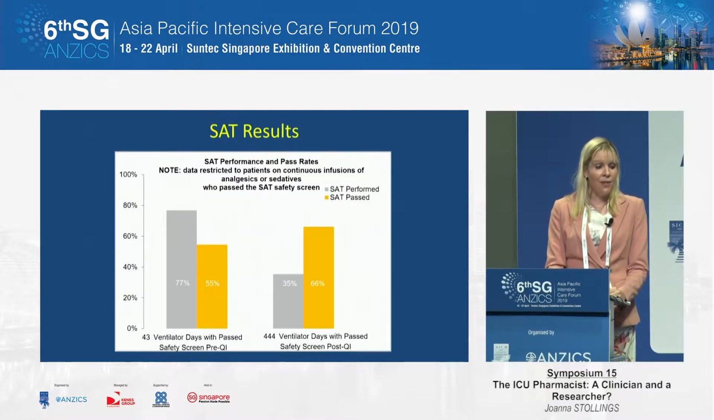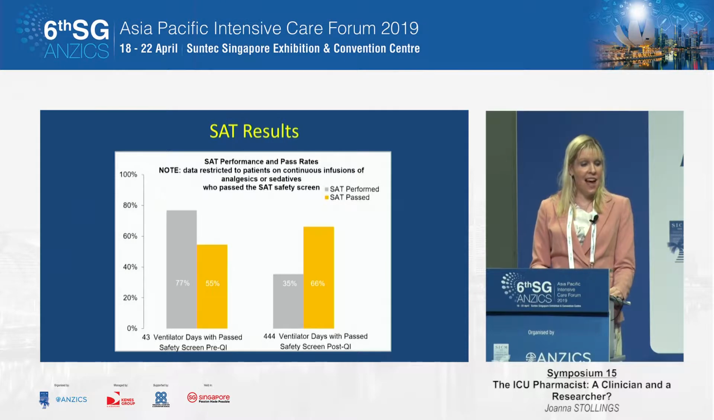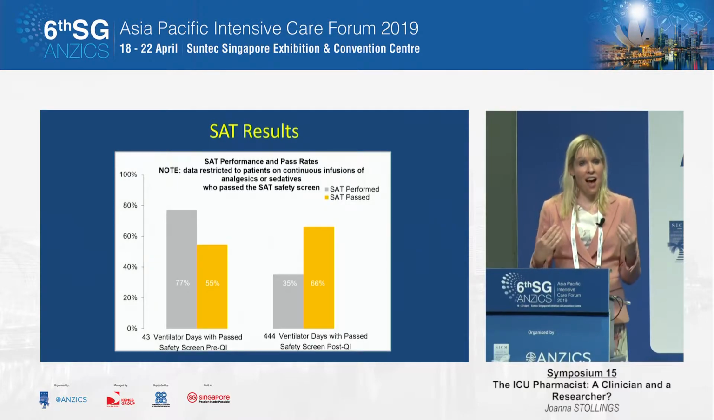The next graph, if you look at this, on the left-hand side, this was looking at SAT performance and pass rates. So the gray bar indicates SAT performance. And comparing the left to the right, you may be like, oh my goodness, what happened? You actually did fewer SATs. But this is not true.